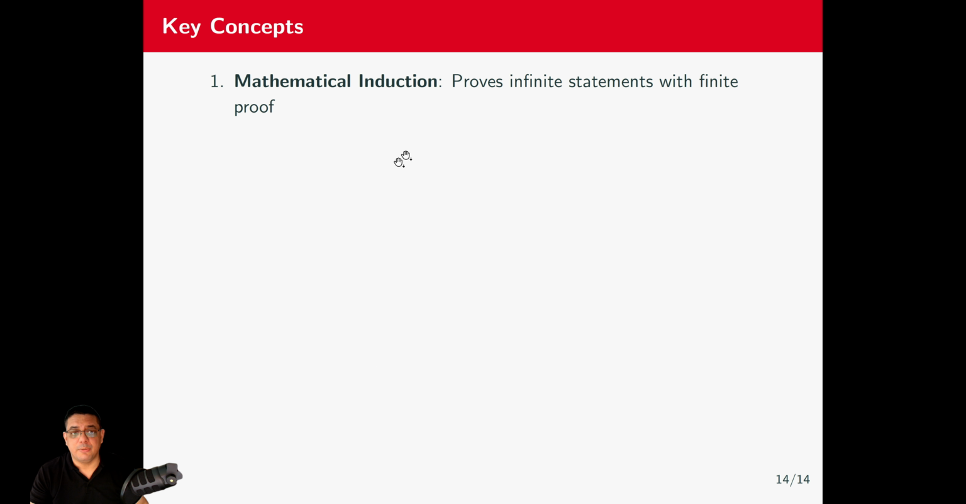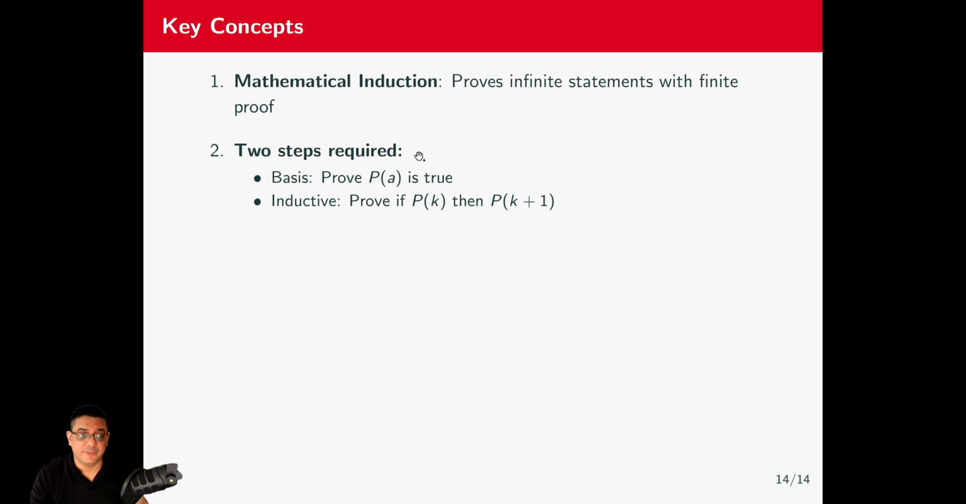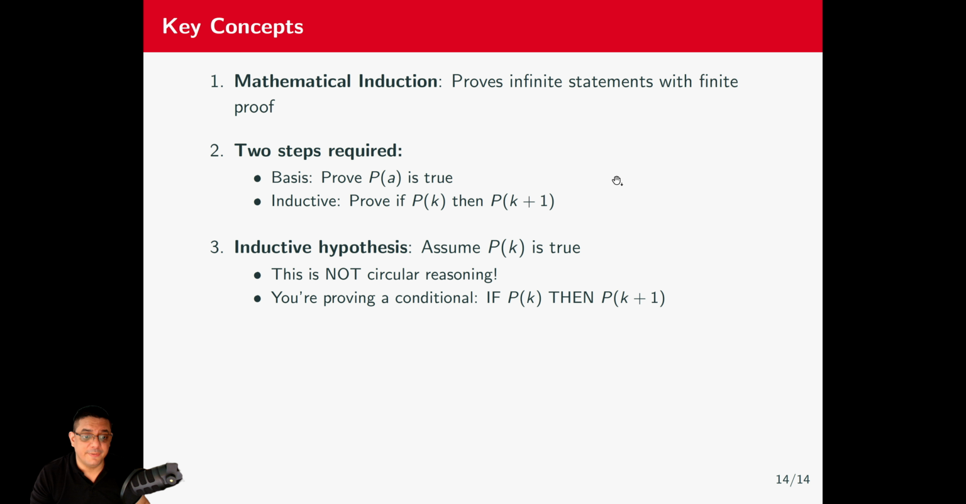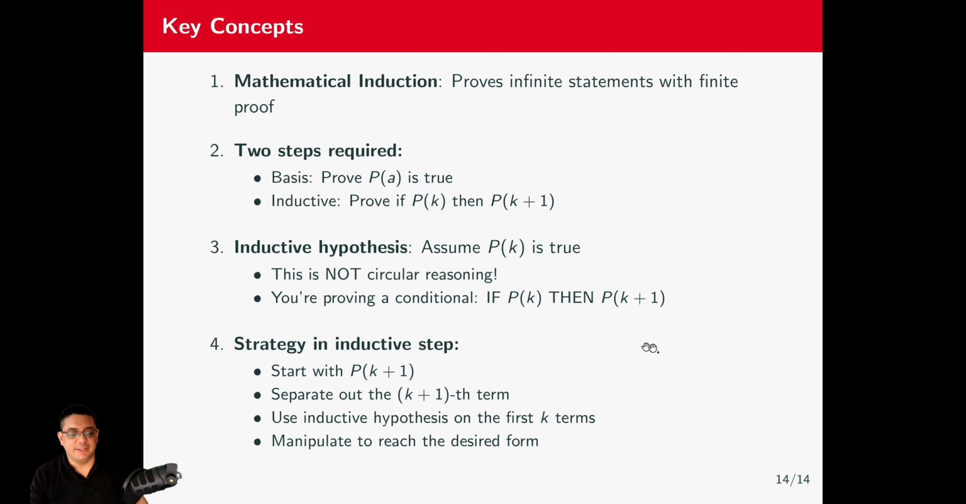Okay, so in summary, we just introduced the mathematical induction process and the two steps that are required for it, the basic step and the inductive step. We discussed how the inductive step is proven, where you assume that P of k is true and then you prove P of k plus 1. And the usual strategy in the inductive step is to start with P of k plus 1, separate the k plus 1 term from the first k terms, and then use the hypothesis on the first k terms to manipulate and reach the form that you desire.